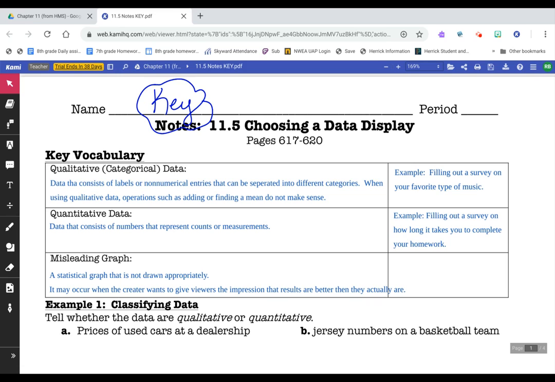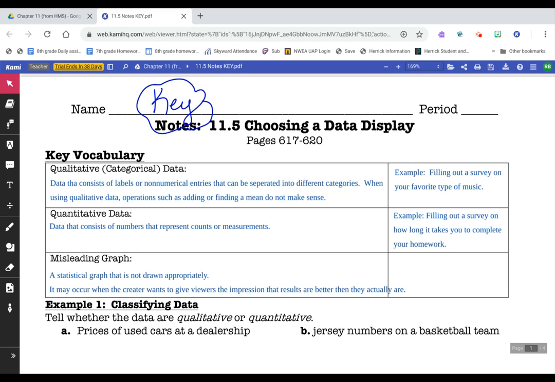Quantitative data is data that consists of numbers that represent counts or measurements. So this would be data that you get when you give out a survey asking how long does it take for you to complete your homework. All the data you're going to get back is a number. So you could easily find the mean of how long it takes 8th grade to complete homework versus the mean for how long it takes 6th grade to complete their homework and so forth.